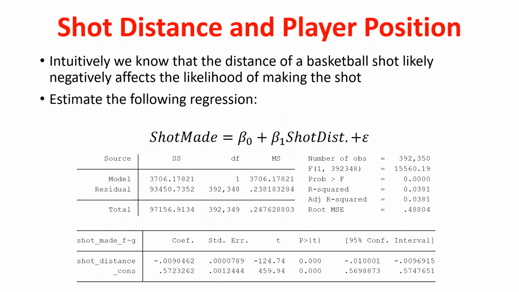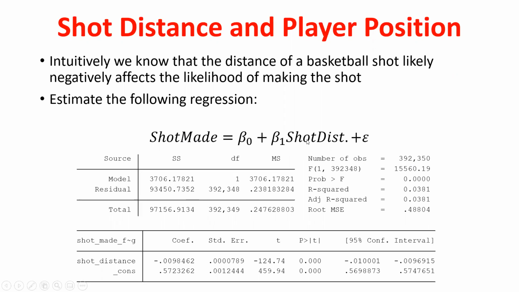So let's think about a Logit model here, where we have a Y variable that is a 1 if someone makes a shot and 0 if they don't, right? So we're observing every single shot that was taken. Notice we have 392,000 observations. It's a lot of observations. So 1 if the shot was made, 0 if it wasn't.